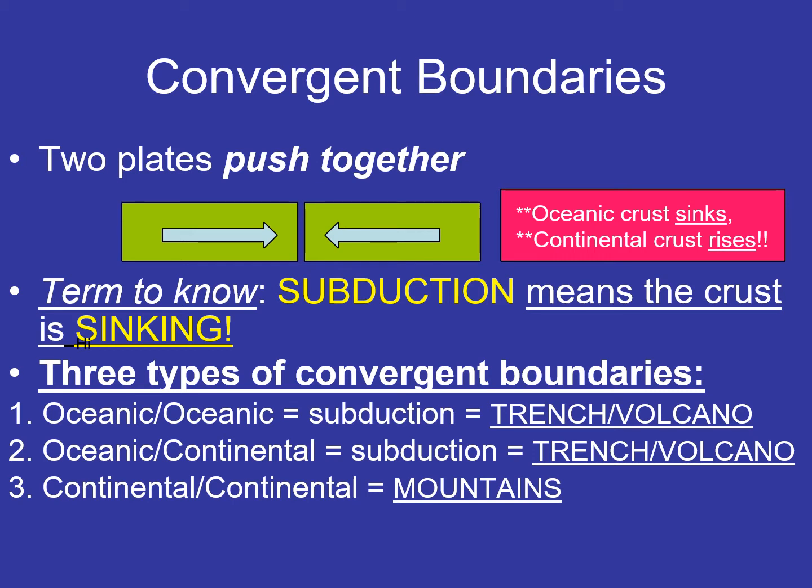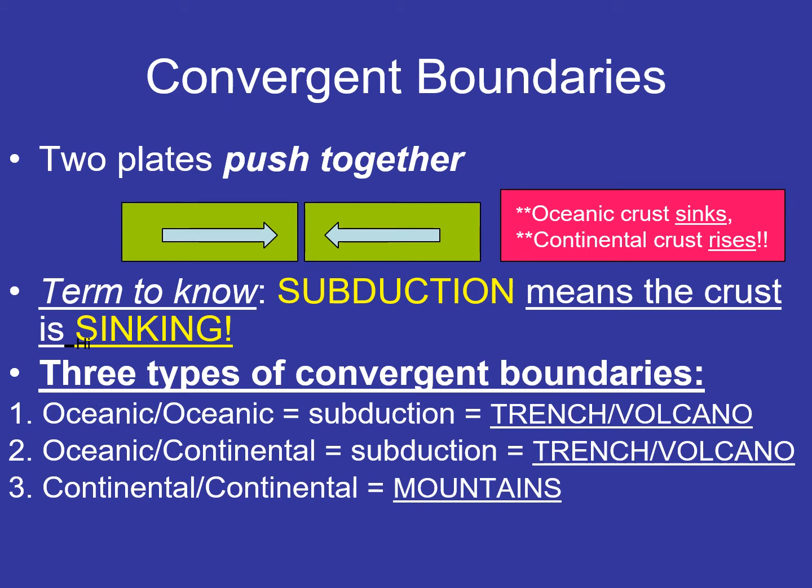When an oceanic and an oceanic plate come together, something is going to happen, and it's known as subduction. That literally means that the crust is sinking. When one oceanic plate meets the other oceanic plate, one is going to be a little more dense, and we know more dense sinks. So it's going to subduct or sink under the other oceanic plate. Whenever there is subduction, it's going to create a trench and a volcano where that subduction takes place.